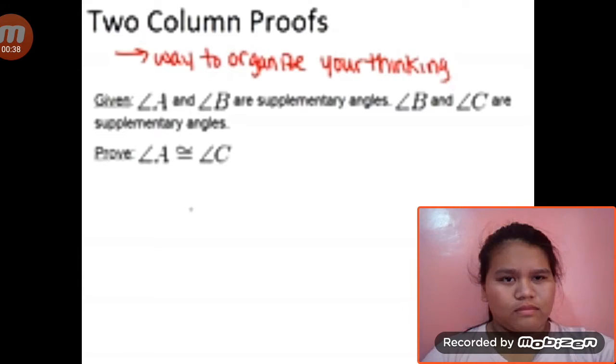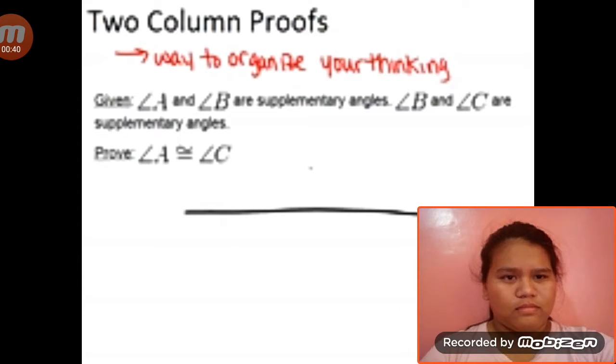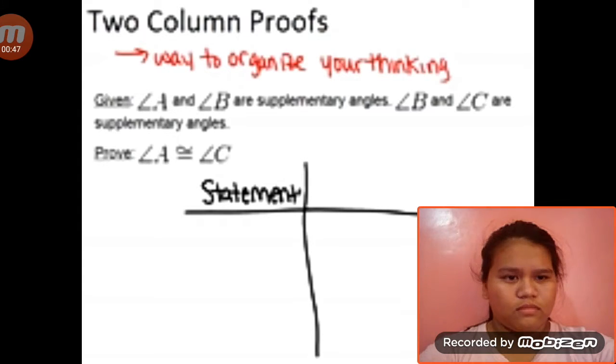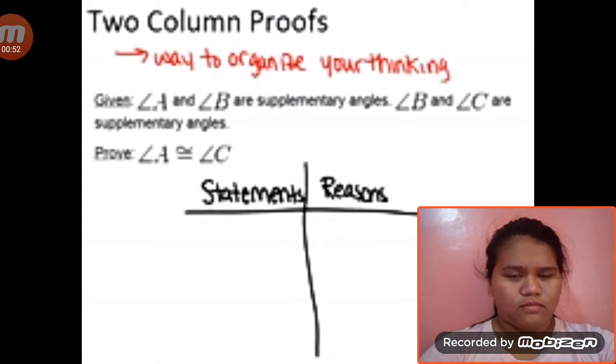So we're going to start by organizing our columns right now. We have statements on the left and reasons on the right. You always have to give a reason for everything that you say. When you're doing a two-column proof, you are trying to prove something, and you're always given some information to start. So you start with the information that you're given, and then make logical conclusions step by step until you reach what you're trying to prove.